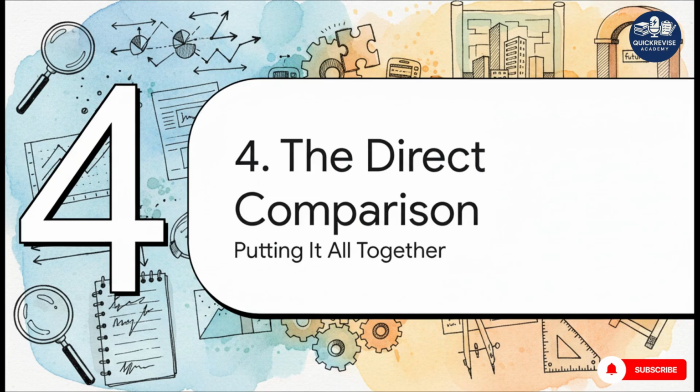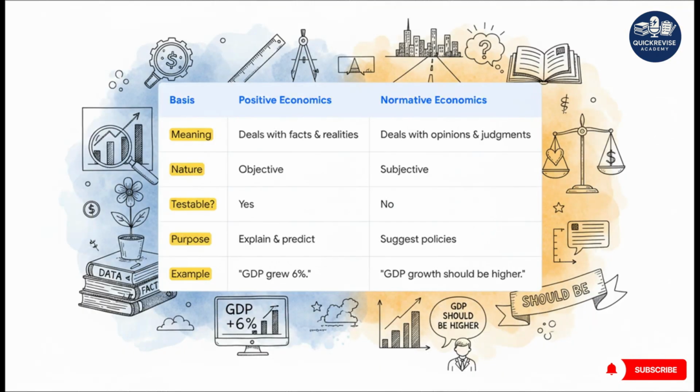This is where it all clicks into place. This table lays it all out beautifully. Positive economics is about facts and reality. Normative is all about opinions and judgments. One is objective, the other is subjective. And here is the big one. Can you test it? For positive statements, yeah, absolutely. For normative ones, nope. Their purpose is different too. Positive economics explains and predicts, while normative economics is all about suggesting policies.